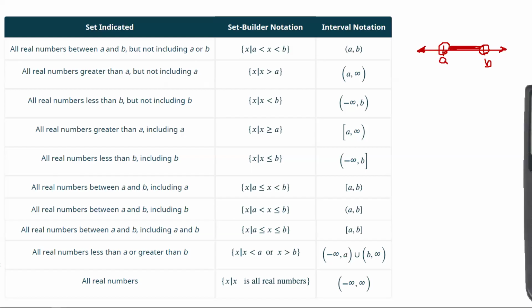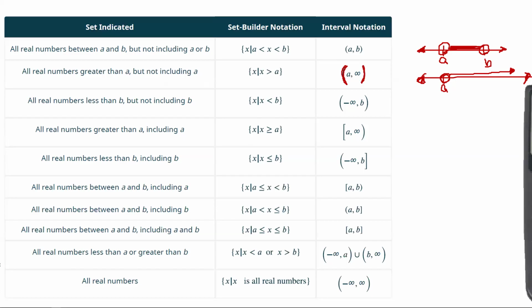but not B. Here, the second one, all real numbers greater than A, but not including A. So I've got my number line, just like before, and here's A, but I'm not including A, so it gets a soft circle there, open circle, and you can see that parenthesis right there that says don't include A, but A plus 0.000001 counts, right? And it's going to go all the way to infinity. And we never really get to infinity, right? Because there's always more out there. So that one's a soft bracket too.